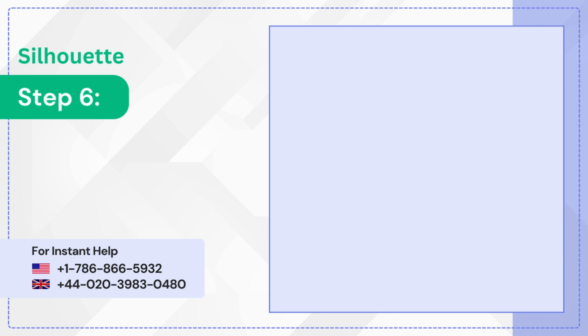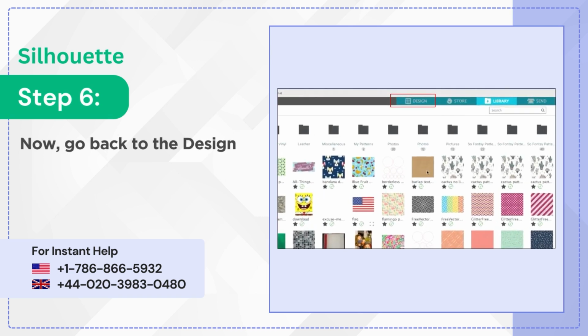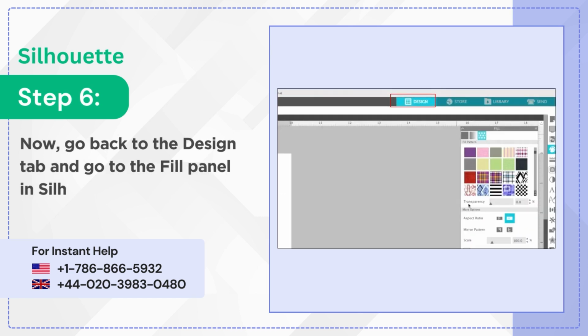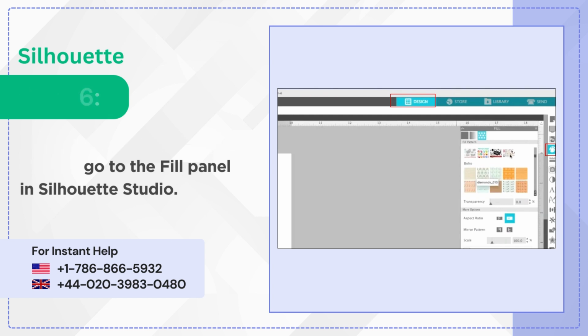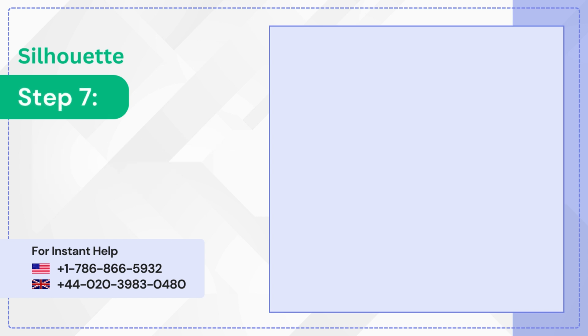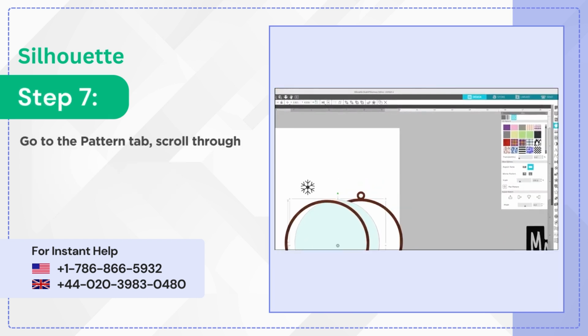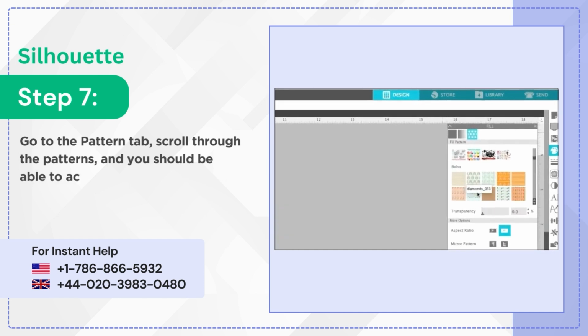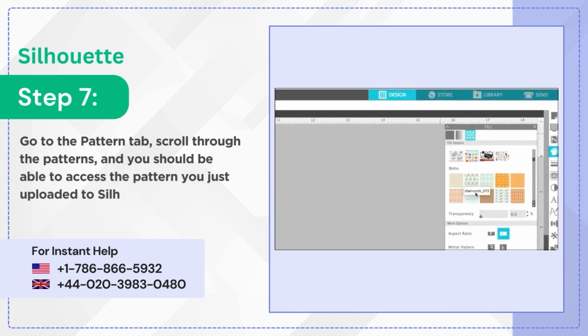Step 6. Now go back to the Design tab and go to the Fill panel in Silhouette Studio. Step 7. Go to the Pattern tab, scroll through the patterns, and you should be able to access the pattern you just uploaded to Silhouette Studio library.